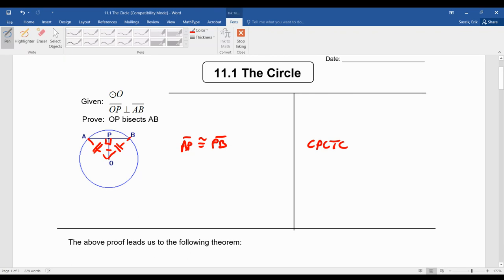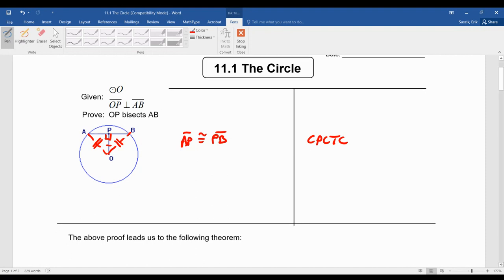Now, if those are congruent, that of course means that OP bisects AB. So, not a hard proof. Again, it does end up being 8 steps, but you can look at those in the solution document. Now, why did we spend time looking at this? It's because it leads to a new theorem.